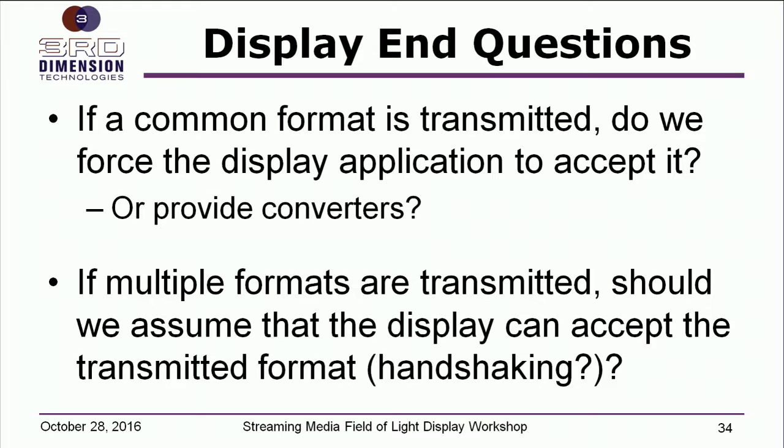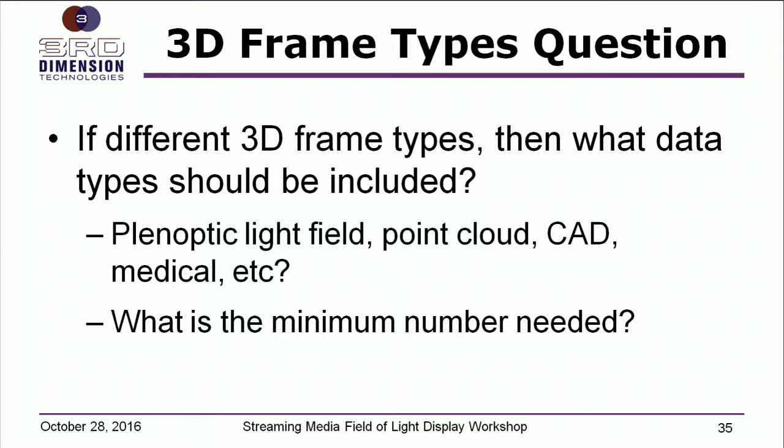If multiple formats are transmitted, should we assume that the display can accept the transmitted format? You know, we assume that there's handshaking going on between the display and the source application, and presumably it could transmit a data type that the 3D display could handle. How about 3D frame types? If we allow different 3D frame types, and when I say a 3D frame, I'm talking about enough information to display a complete static scene. So that's what I mean when I say a 3D frame. There's enough information there to display a complete static 3D scene.